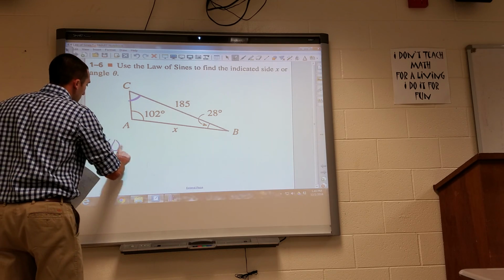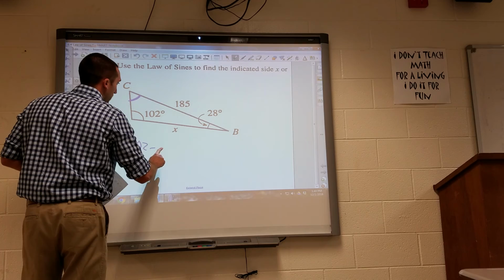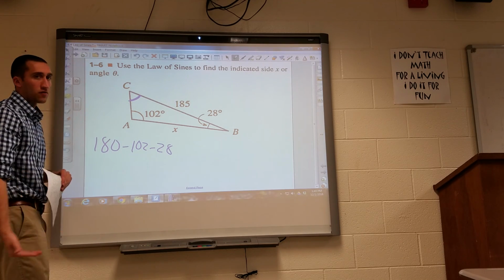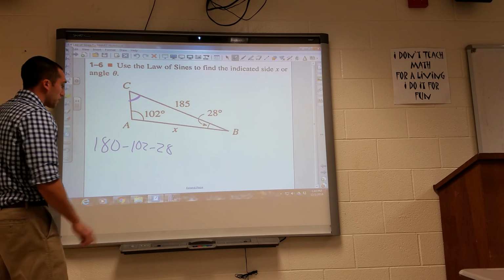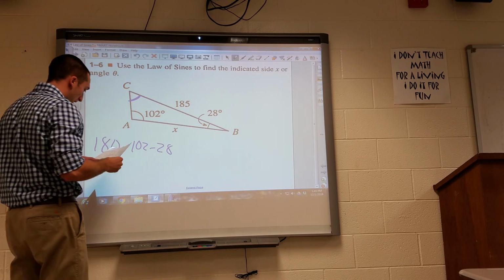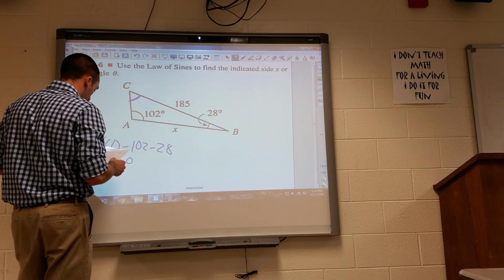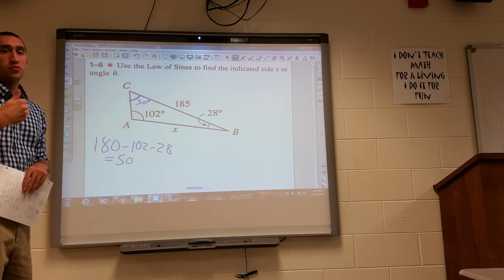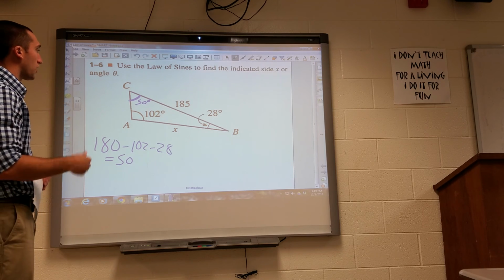by 180 minus 102 minus 28, right? There's 180 degrees in a triangle. Even if it's not a right triangle, we still have 180 degrees. And that means that that angle is 50 degrees. So I know this angle is 50 degrees. So I had to do just a preliminary step before I can go ahead and solve for x.